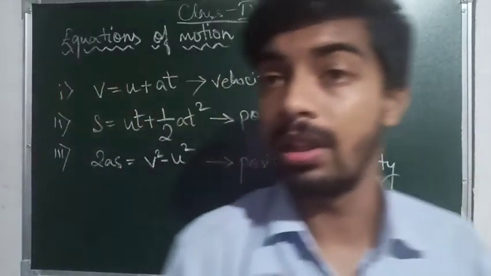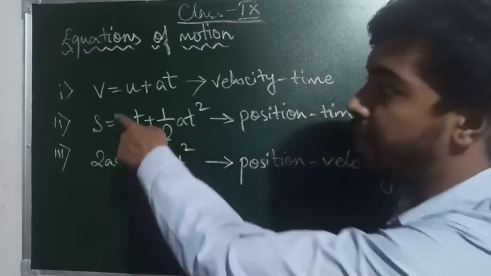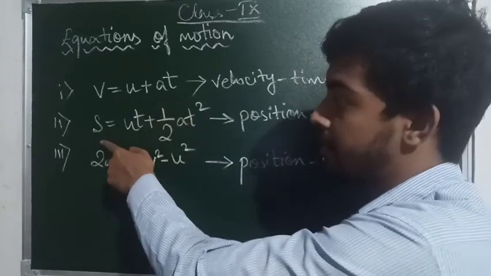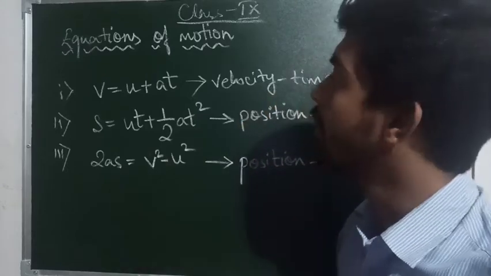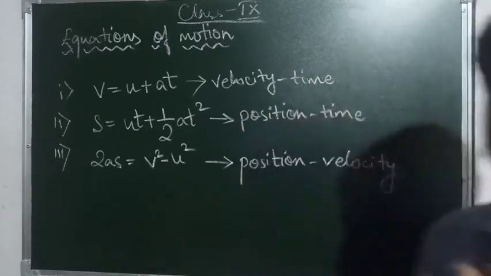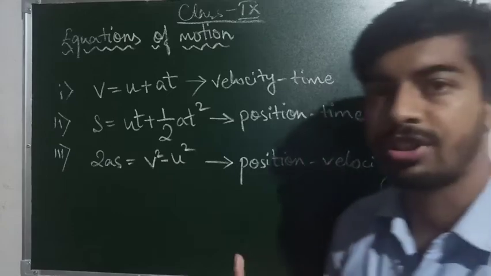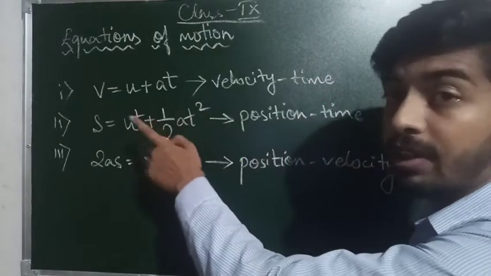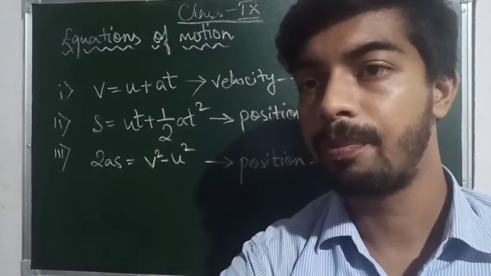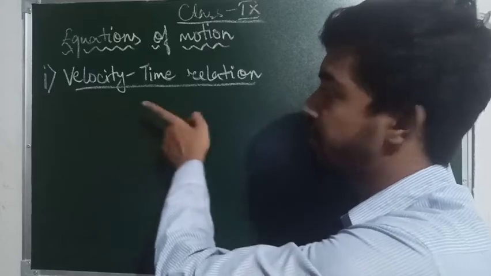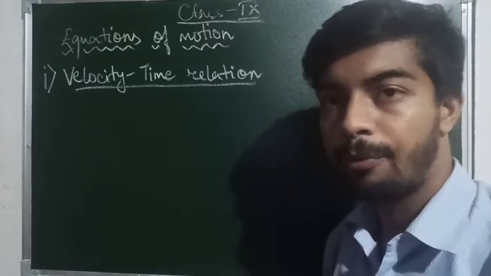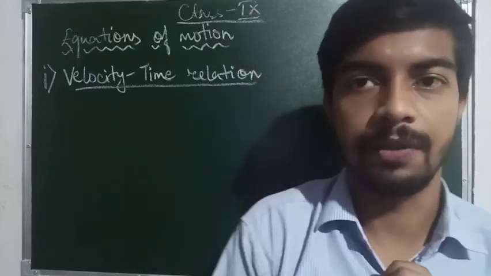Here in these equations of motion we have to derive them, that means we have to find them out. You can pause the video and write it down. First we will derive the velocity time relation. I will pause the video in between so that I can save some time.